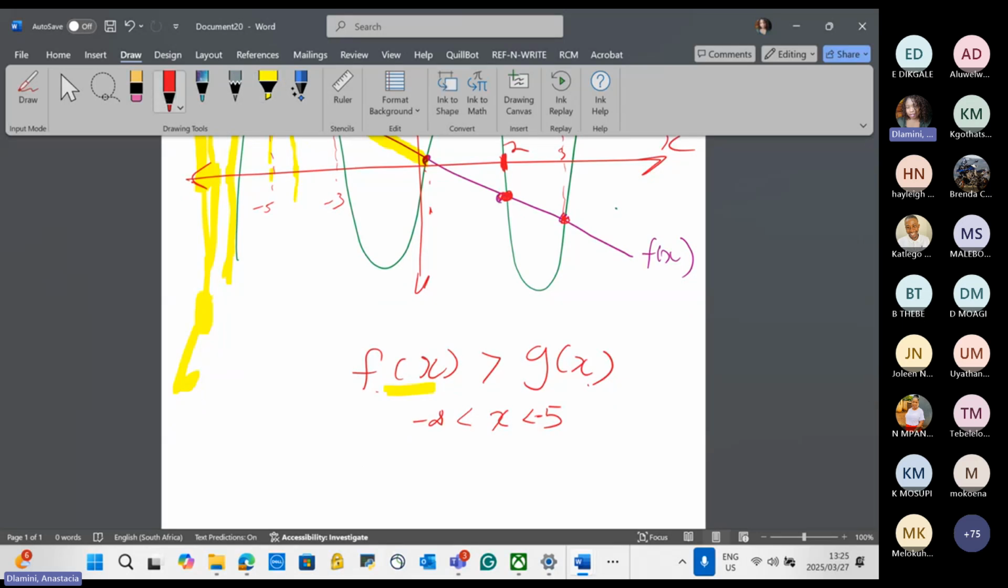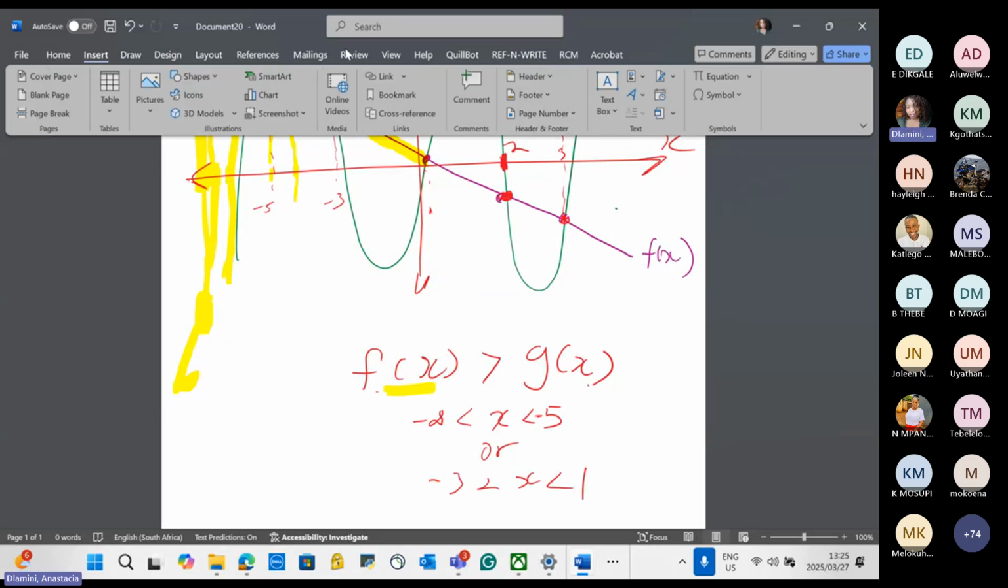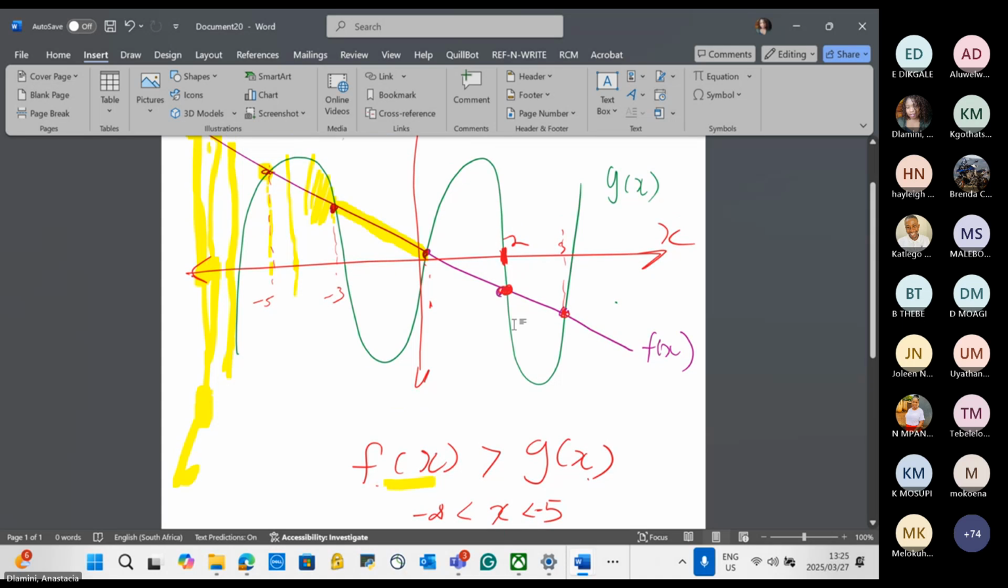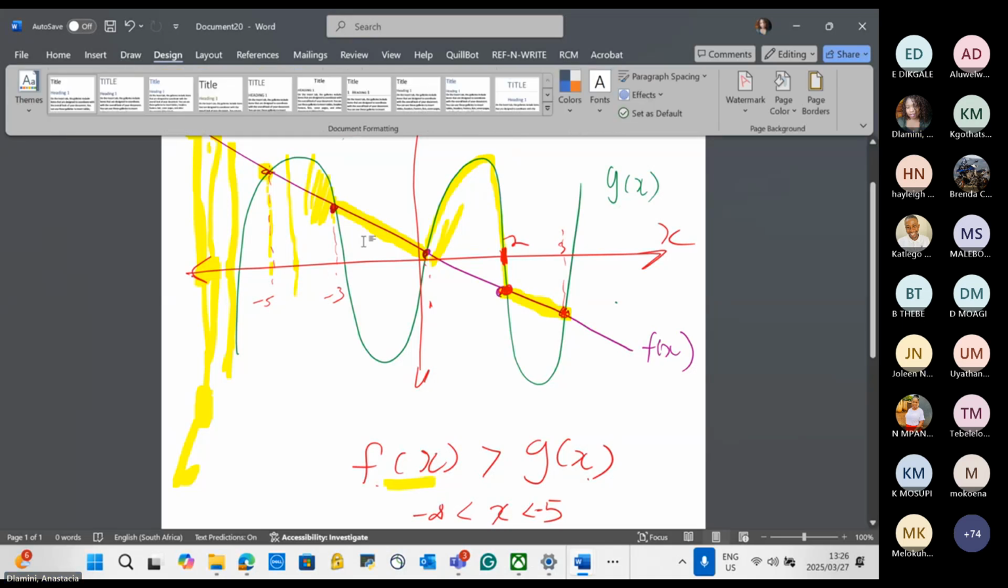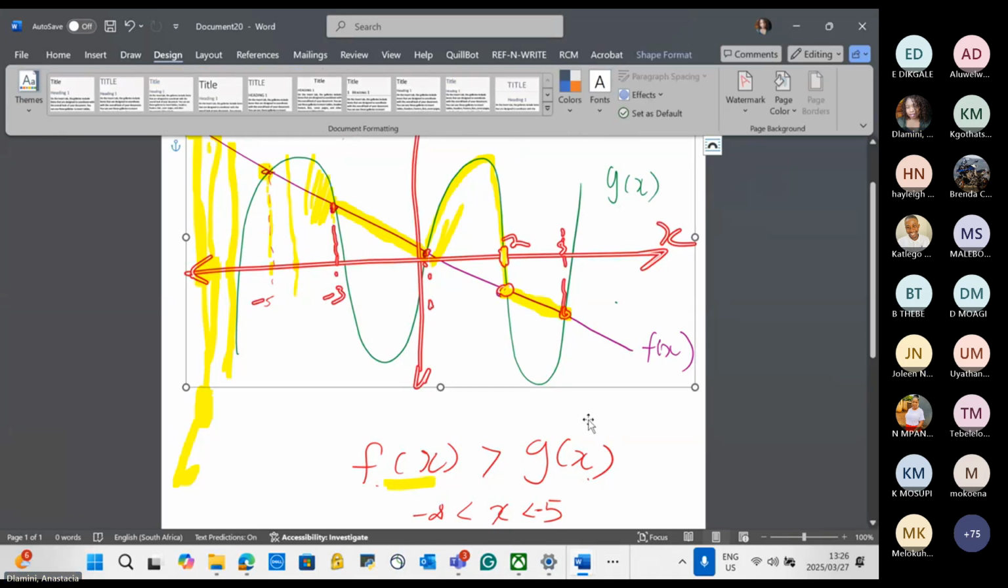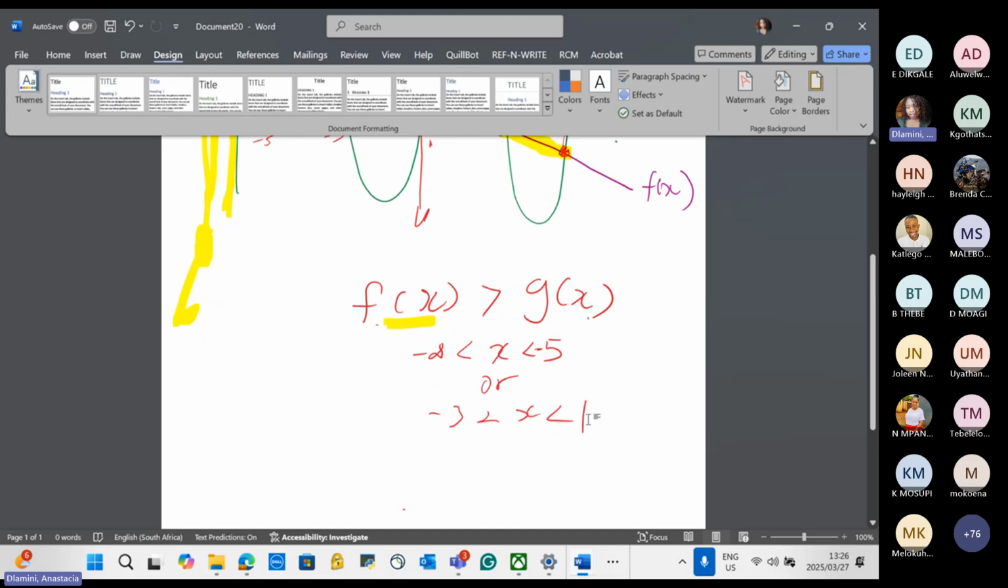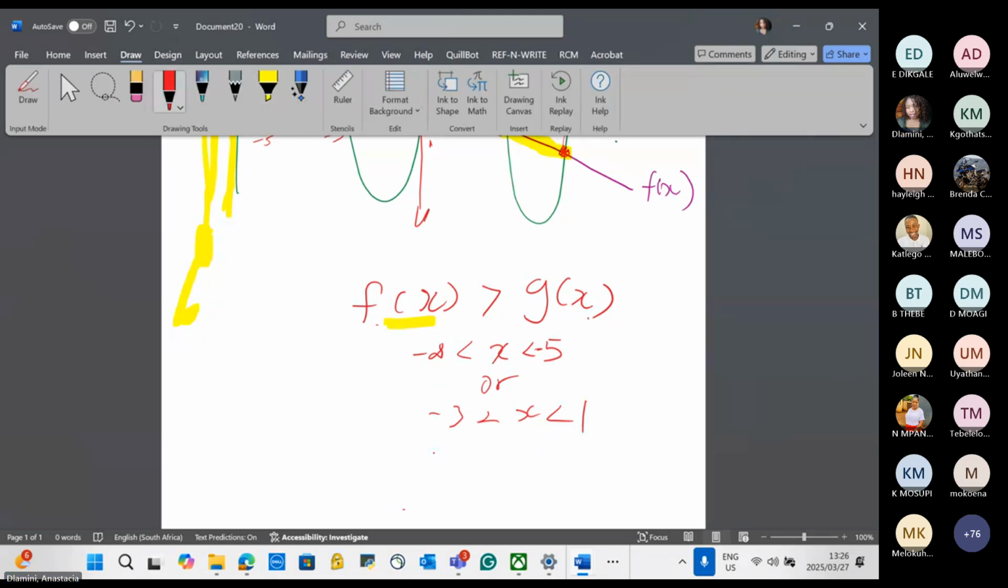Or between -3 and 1. Are you done? No, because you have to read the whole graph. And you see, this one, because my graph is, there I am again. Between 2 and 3. So if I take this out of the exam, we are all sorted now.